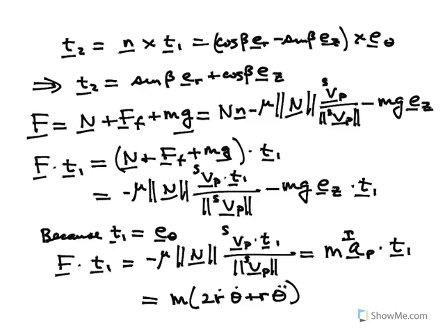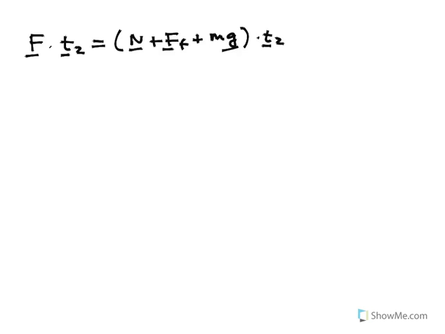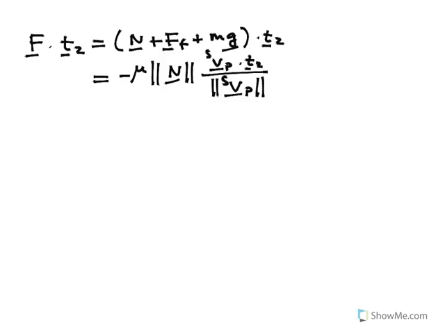But the problem is we still have an unknown component of reaction force there. So let's go on to the T2 component and the N component, and we'll resolve that reaction force. F dotted with T2 is equal to N plus F sub F plus mg dotted with T2, which is equal to, well, N dotted with T2 is 0, so I get minus mu times the magnitude of the normal times VPS dotted with T2, all divided by the magnitude of VP in S.